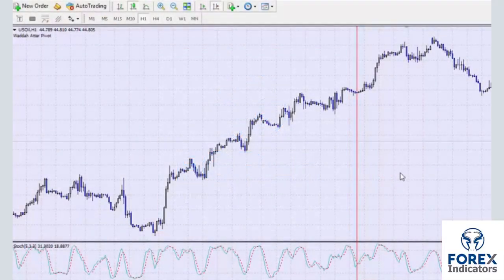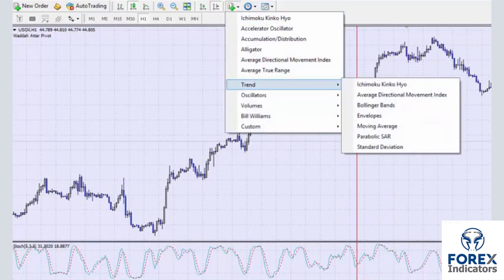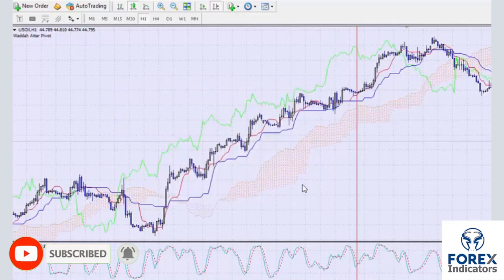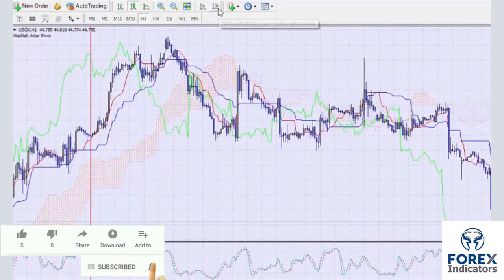Hey guys, today we'll be looking at how to use the Ichimoku indicator. Go to trends, click on indicators, go to trends, and you will see the Ichimoku indicator. This is a very good indicator. I used to use it when I was just starting out in Forex. It's a very good indicator to start trading Forex with. This is how you use it.